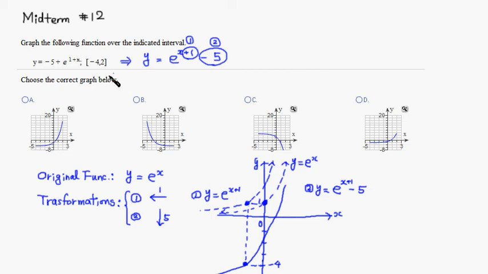Another thing that we have to do is they actually restrict the x value domain. The domain is negative 4 to 2. So here's negative 1, negative 2, negative 3, negative 4. The graph is chopped off at negative 4, and maybe I should erase the part that we don't need, so I'll erase that. Then up to 2, so here's 1, 2, somewhere around there. The graph is chopped off somewhere around there. So this is the graph of y equals e to the x plus 1 minus 5.